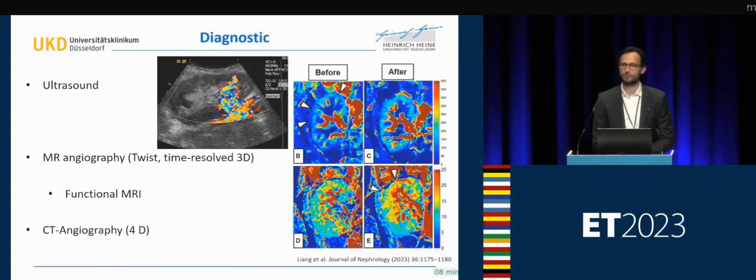But in preparation for this talk, I found this nice functional MR study showing before and after embolization of an AV malformation in a transplant kidney, and that really shows nicely what we're actually doing as an IR and how we can treat and then increase the functionality of the kidney. Of course, we have CT angio at hand. And nowadays, it's also possible to do 4D CT angios, with the drawback of radiation exposure.